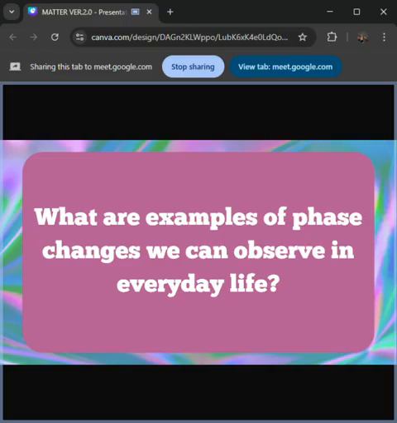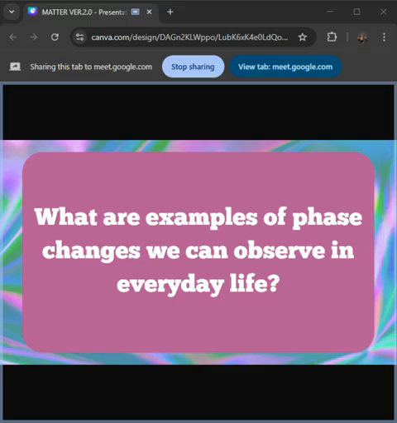Yes, Philip. For me, one of the examples of phase change is sublimation. We have mothballs, and I noticed that they sublimate easily without any contact with water or anything. It just automatically transforms from solid to gas. Oh, okay, yes, what a very keen observer you have there, Philip. Thanks for sharing.